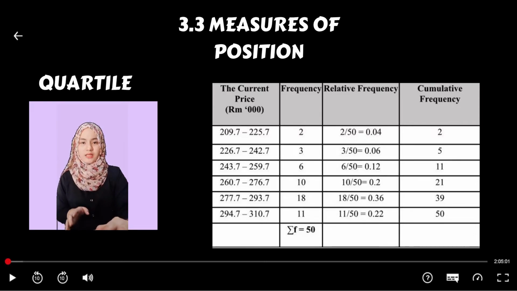The first quartile is the lowest 25% of numbers, and the second quartile is between 0% and 50%, up to the median, and then the third quartile, which is 0% to 75%, and the last quartile is the highest 25% of numbers. Okay, from this table, we need to take a look at the column of the current price, which is classes, and then frequency, and then cumulative frequency.